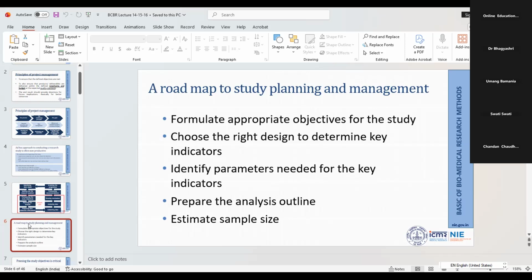These are 5 steps. First is formulating appropriate objectives for the study. Second is to choose the right design to determine key indicators. So what kind of research we want to do, we will choose the right design, keeping our indicators in mind. Then identify the parameters needed for the key indicators. Prepare the analysis outline and estimate the sample size, which is a very crucial step.